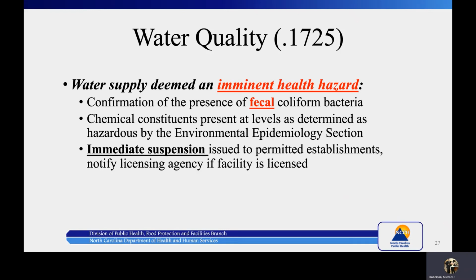There's also a chemical issue here. If you've got chemical constituents present at levels determined to be hazardous by the environmental epidemiology section, that is also going to constitute an imminent hazard, and we're going to issue that immediate suspension, or we're going to notify the licensing agency for the licensed facility. So either one of those 2 items that you find, we're going to have an imminent health hazard on our hands.